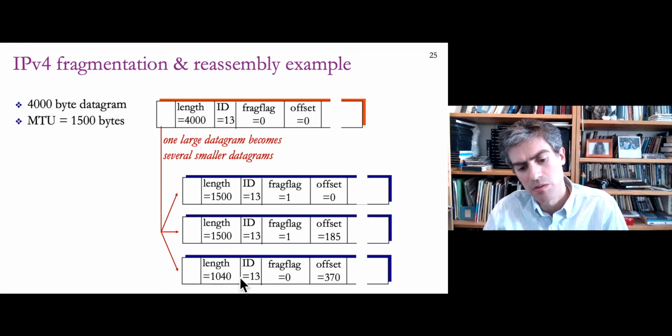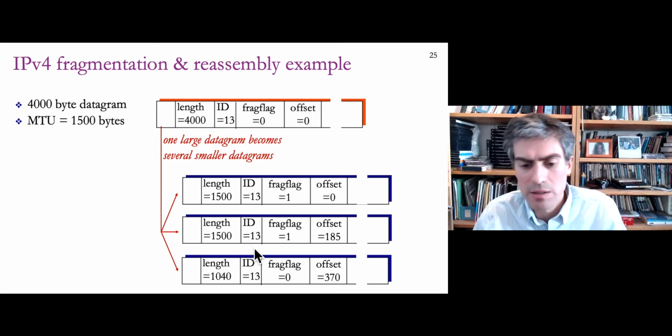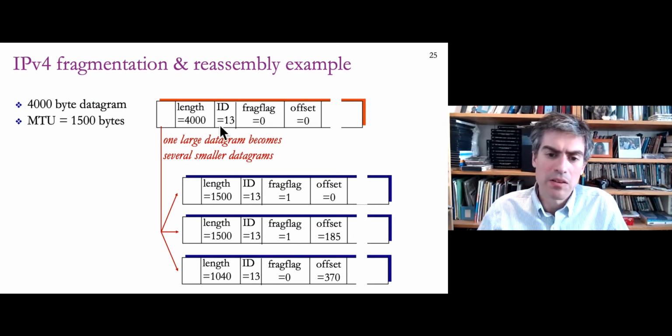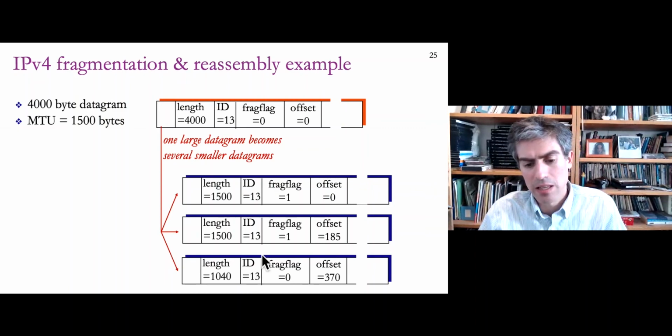So these add up to 3040, but the reason for the additional size is because of repeated header overhead, I guess. Well, I don't know if that quite adds up. But anyway, there's this ID 13, which is used to identify the fact that this is the same packet that needs to be joined together.